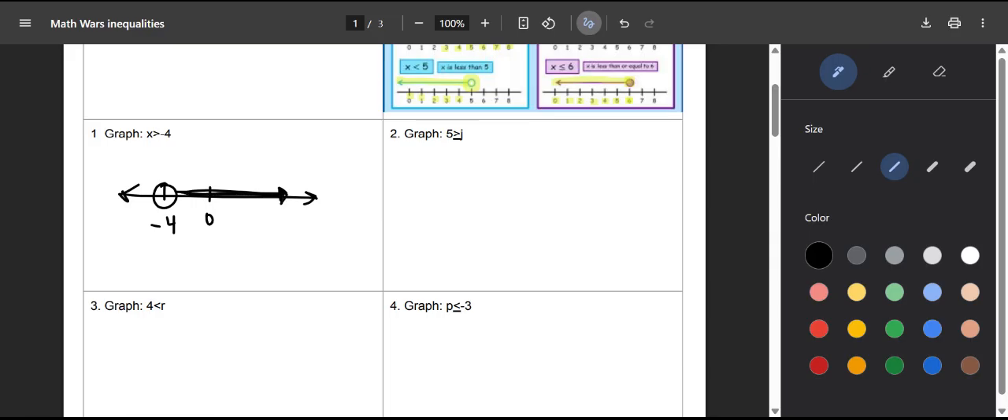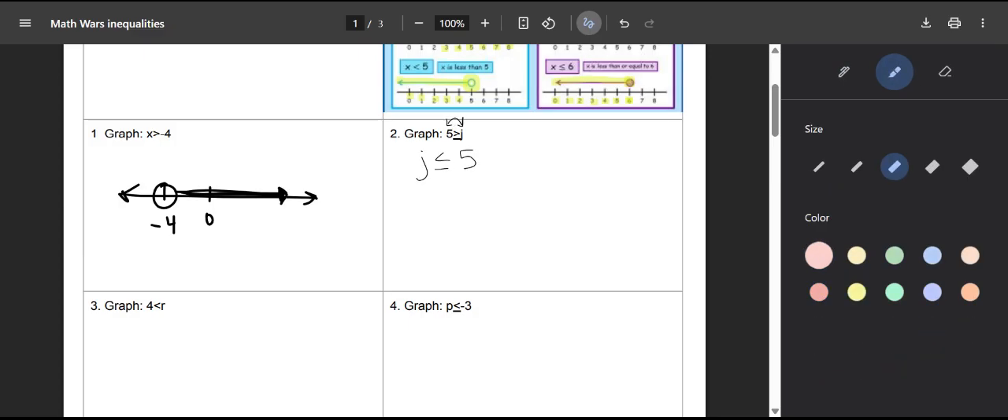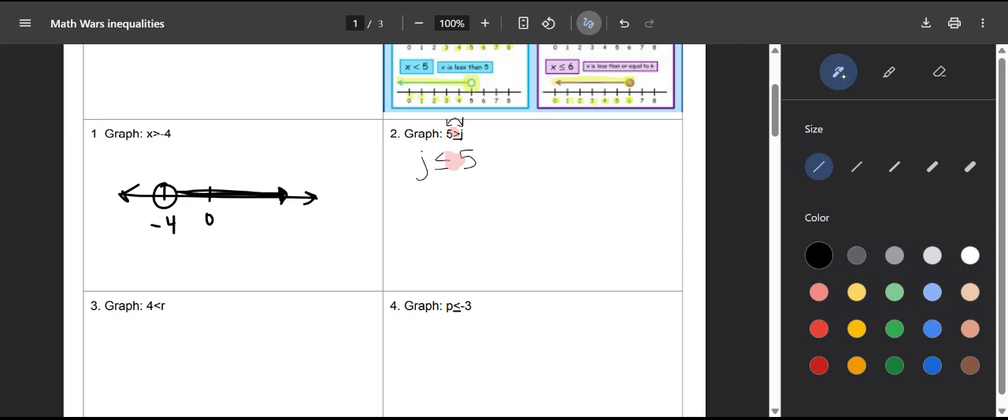Number 2. 5 is greater than or equal to j. If we wanted to flip these and have them trade places, we could say j is less than or equal to 5. Notice how the open end is close to the 5. So you got to make sure that the bigger end stays by the same number if you're going to flip them. So this tells me j is less than or equal to 5.